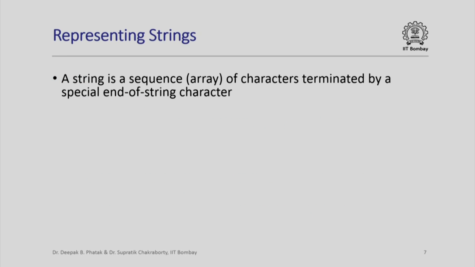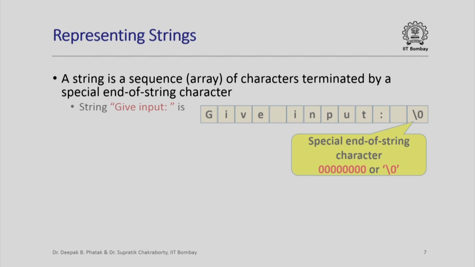Now, how do we represent strings in a computer? A string is really a sequence or array of characters that is terminated by a special character which we will call the end of string character. So, for example, if you consider the string "give input colon followed by a space", remember even a blank space is a character. This really represents something like this, where each box here represents one character.